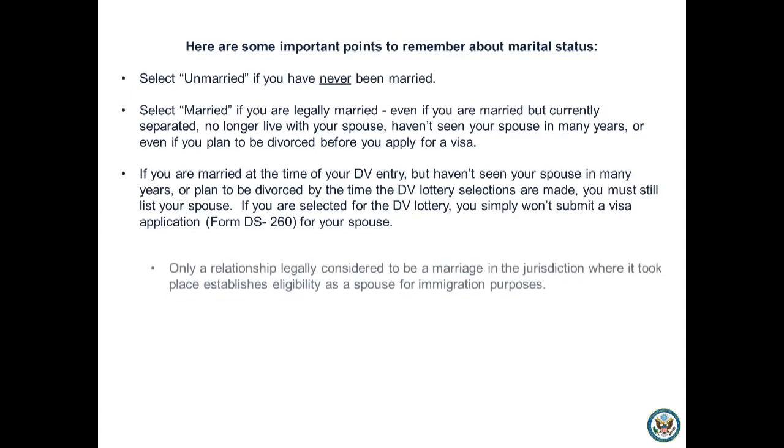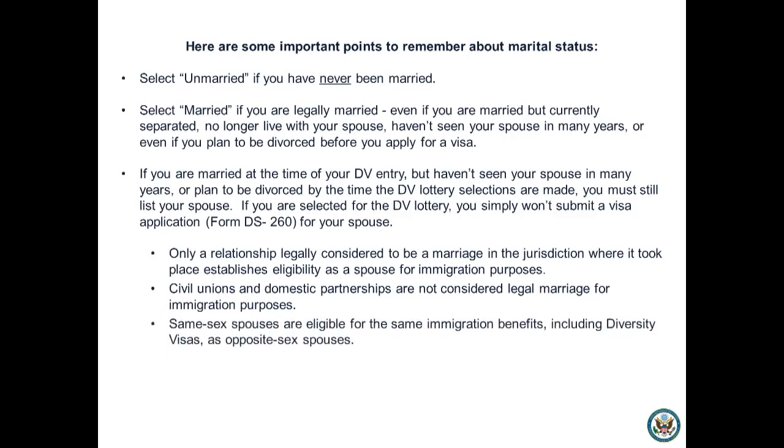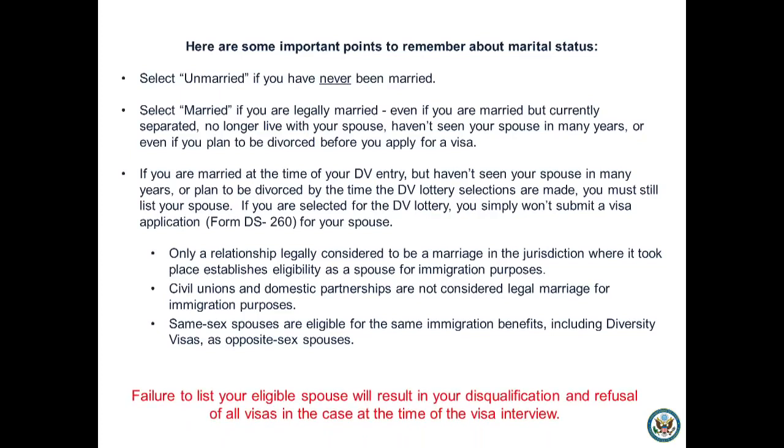Only a relationship legally considered to be a marriage in the jurisdiction where it took place establishes eligibility as a spouse for immigration purposes. Civil unions and domestic partnerships are not considered legal marriage for immigration purposes. Same-sex spouses are eligible for the same immigration benefits, including diversity visas, as opposite-sex spouses. Failure to list your eligible spouse will result in your disqualification and refusal of all visas in the case at the time of the visa interview.